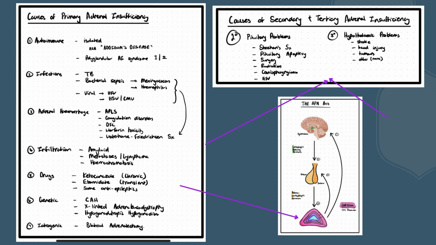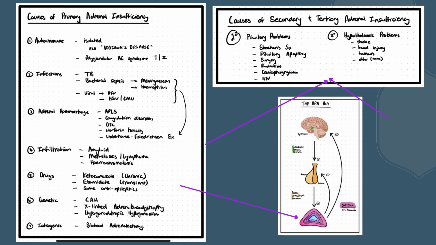Infiltration over a longer period of time, rather not an acute thing. Drugs such as ketoconazole, and I think important for us in the ICU setting is etomidate and some antiepileptics. And then genetic causes, congenital adrenal hyperplasia and other X-linked conditions. That's a bit too much.